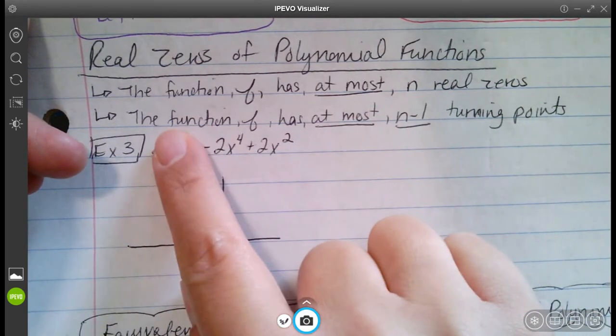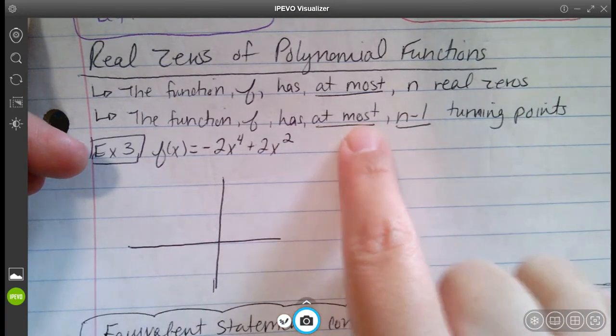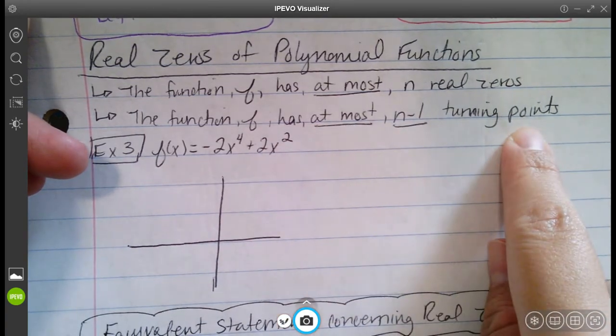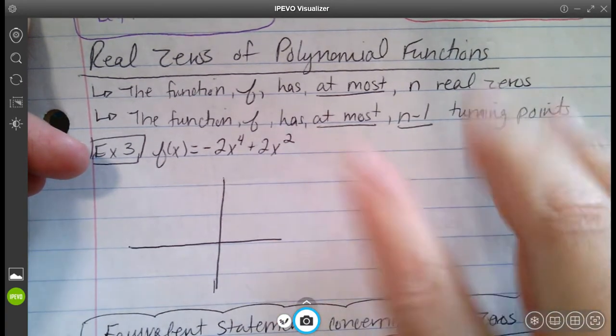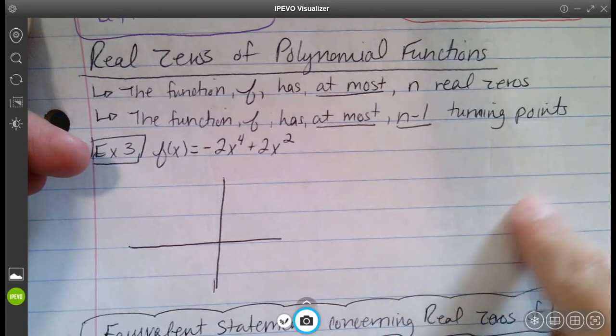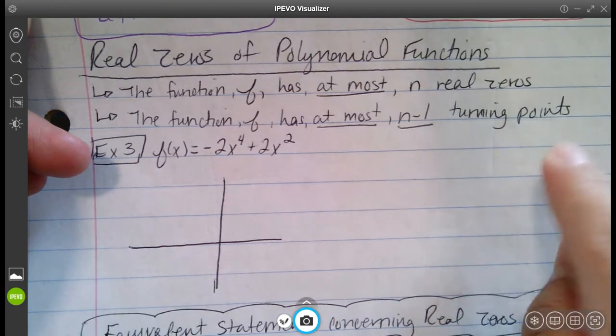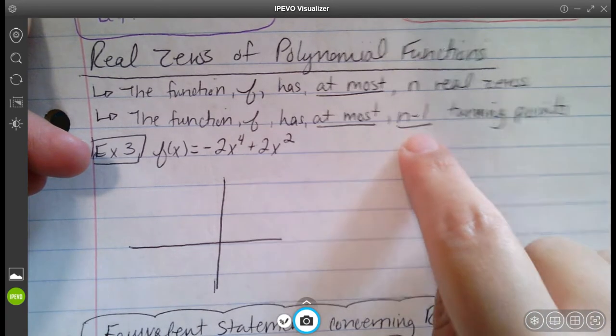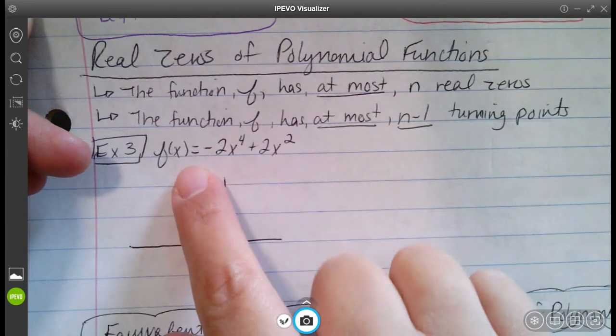Okay. Secondly, the function f has at most n minus 1 turning points. So the turning point is kind of like those curves I mentioned in the way beginning. It's like the concavities where we have different concavities. It's always going to have one less than the degree. So we have a quick example.